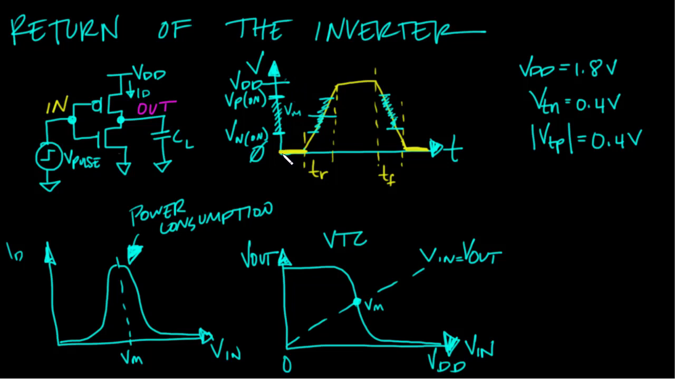Initially, our input voltage is 0, so our output voltage is high, and it's going to remain high until we get to this point in time right here. At this point, my NMOS device is on. Its VGS is greater than the threshold voltage. Its VDS is as big as it can possibly be. It's VDD because it's Vout minus 0. But if I were to draw the ID-VDS characteristics, I'm actually on this lowest curve right here.